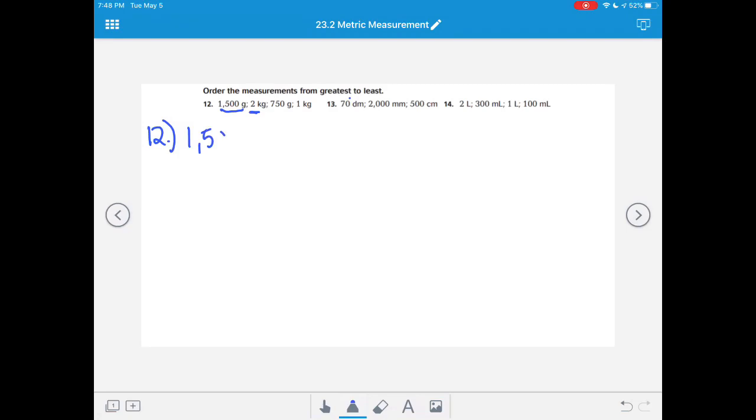So before we start converting, let's start by just copying down what we see. So I have 1,500 grams. I have 2 kilograms, 750 grams, and 1 kilogram. Let's begin by converting all of these into grams. So it's just grams all the way across the board.